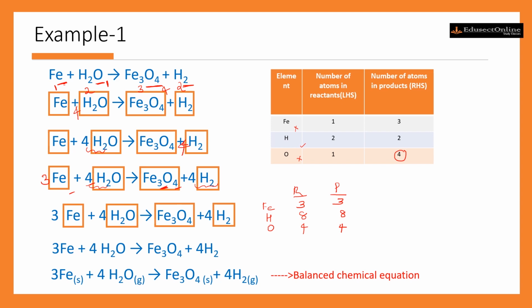While you're balancing a chemical equation, you have to count the number of atoms on both sides of the chemical reaction. Then you have to balance each element, like I have shown now, each element one by one. I hope you are clear on the balancing of equations. If you need a full video for this chapter, you can go to our channel. We have already uploaded the full detailed class on the chapter chemical reactions and equations.